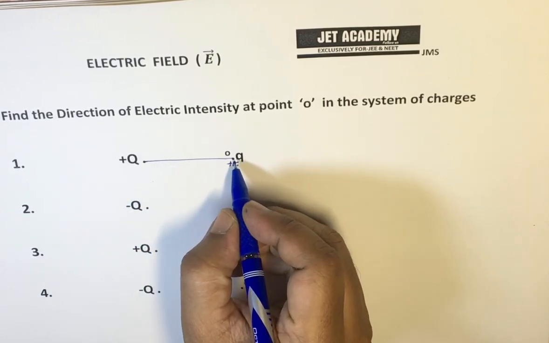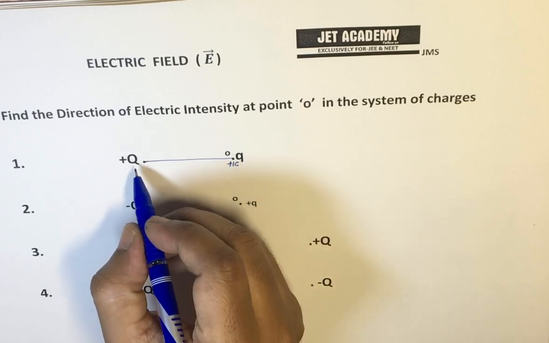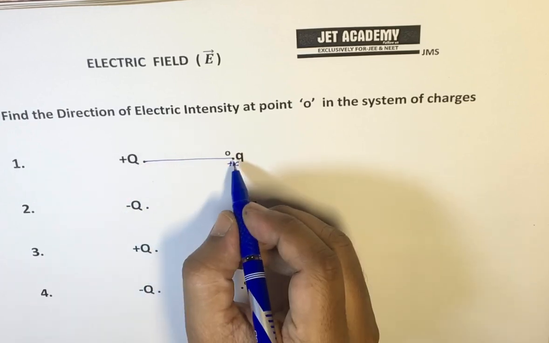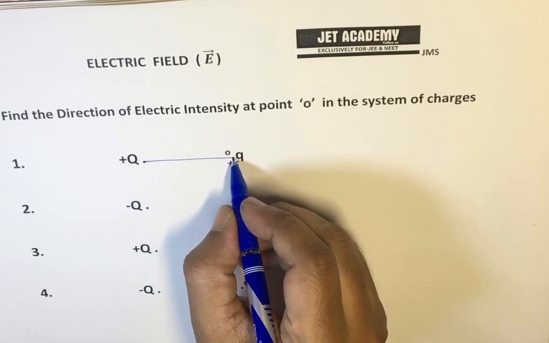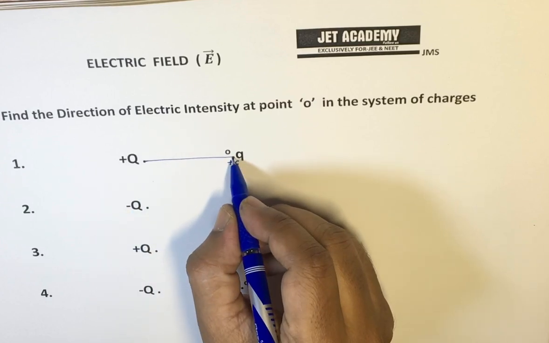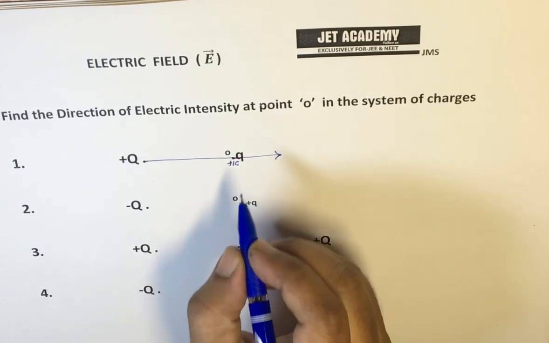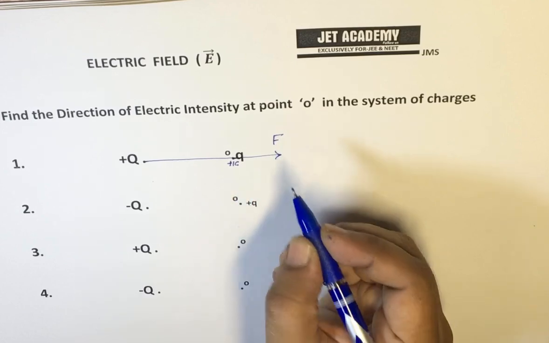Now the coulombic force experienced by plus 1C due to this charge is going to be repulsive, hence it is along the line joining and it is away from it. This is the direction, this is the coulombic force.